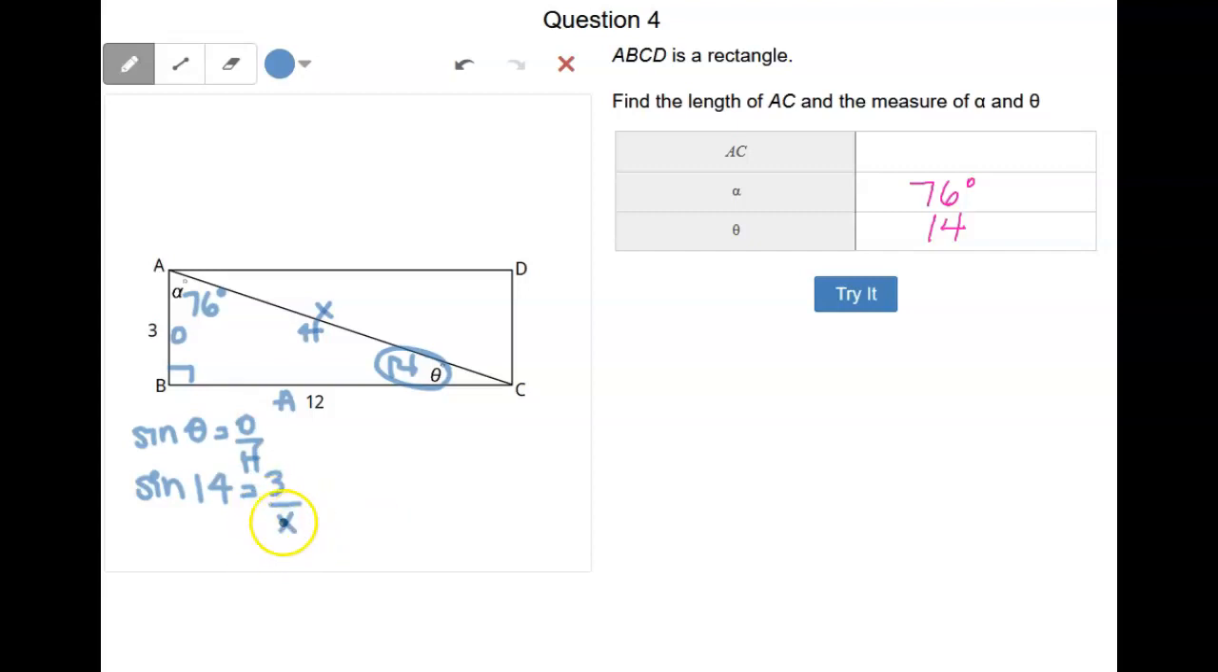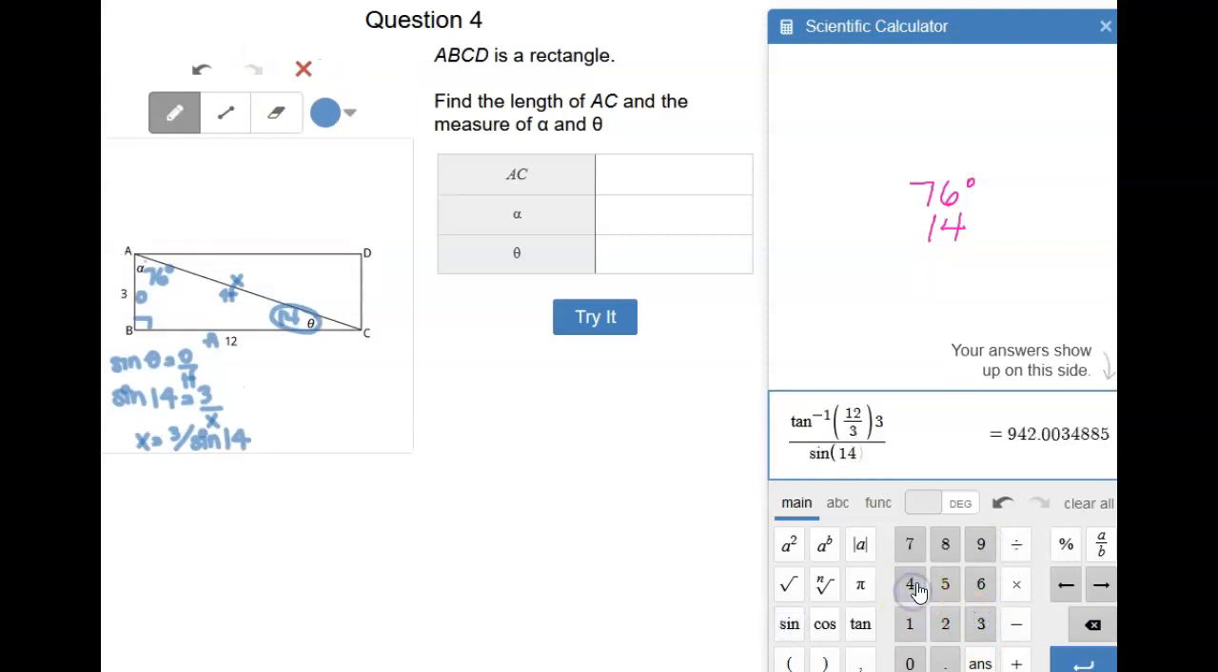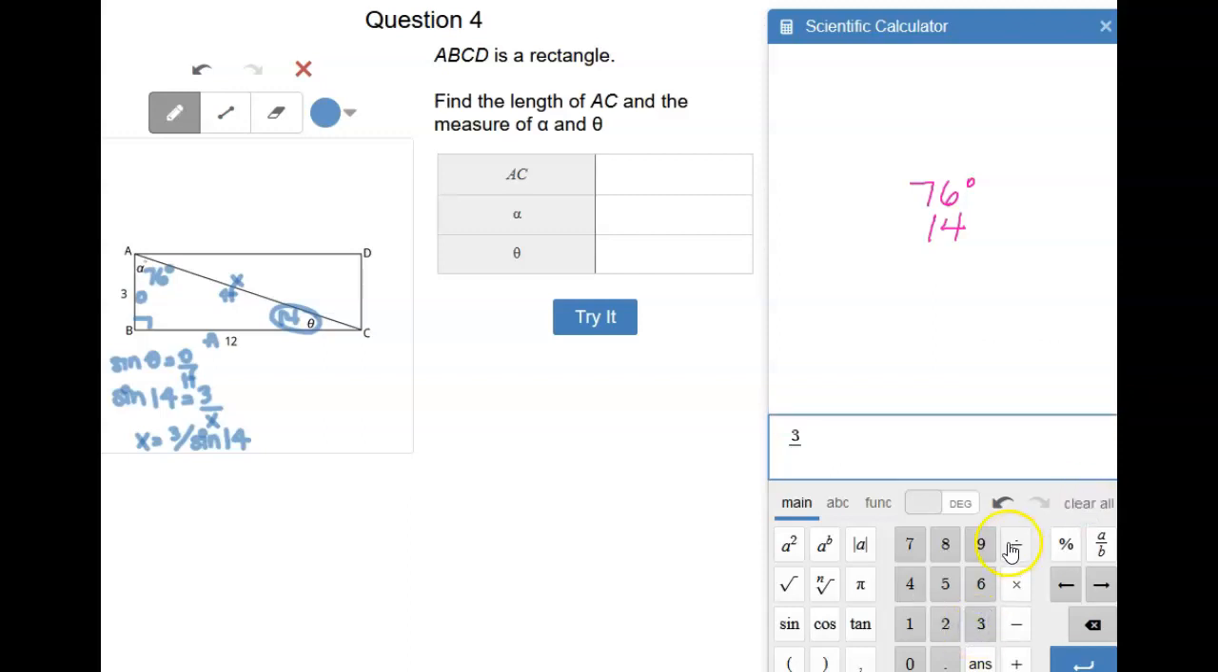Remember that when x is in the denominator, you're just taking these two pieces here and trading places. So the x is going to be out here. x is equal to 3 divided by the sine of 14. So again, we can just tap that into the calculator. 3 divided by the sine of 14. There we go, it is about 12.4. So that would mean that our hypotenuse is approximately 12.4.